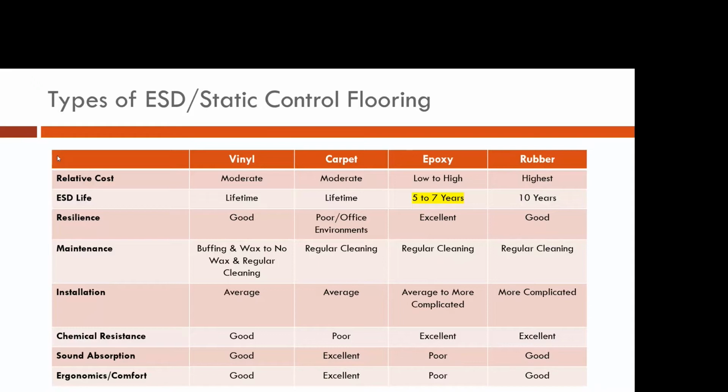And you have things like epoxies, which are somewhat complicated depending on the system to install. And if they're installed wrong, you've got to tear it out and start all over again. So again, various considerations. Chemical resistance, epoxies are going to be the best. Rubbers are pretty good also. Carpet, chemicals are going to stain and eat away at it, whereas vinyls are going to be a lot better than that.